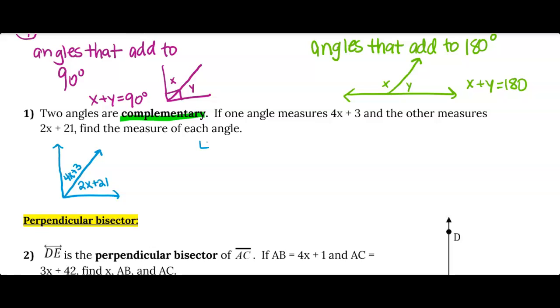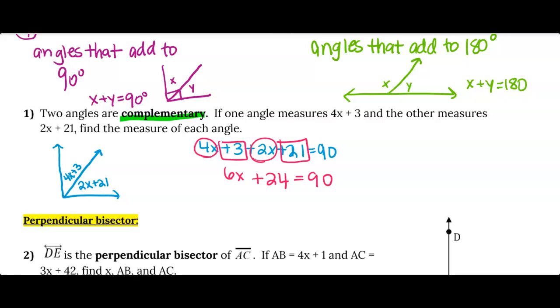Knowing they're complementary means that you can go ahead and add the two angles together and equal them to 90. Once you've done that, you can solve by combining your like terms. And then you can subtract 24 from both sides. So you get 6x is equal to 66. And then finally divide by 6 on both sides so that x is equal to 11.